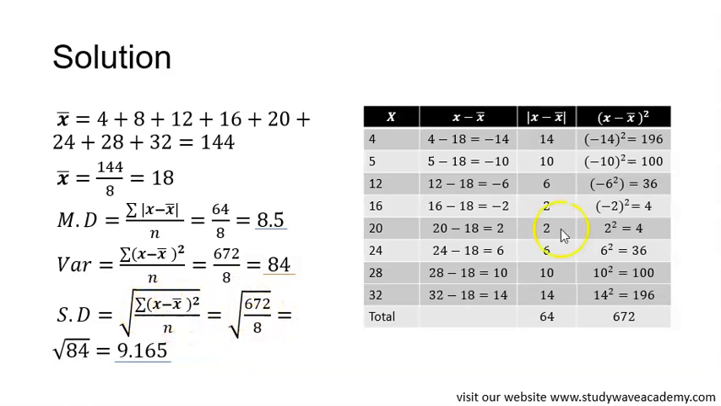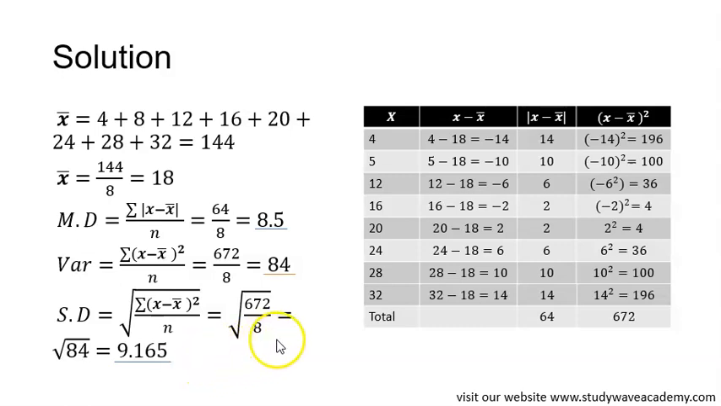Remember this value which we got here, the sum is 672. So over 8, the number, you can see it is still the same as the variance, right? So 672 over 8 is 84, right? So the square root of 84 is what? If you calculate the square root of 84, it's going to give you 9.165, okay? 9.165. So our answer for standard deviation is 9.165, okay?